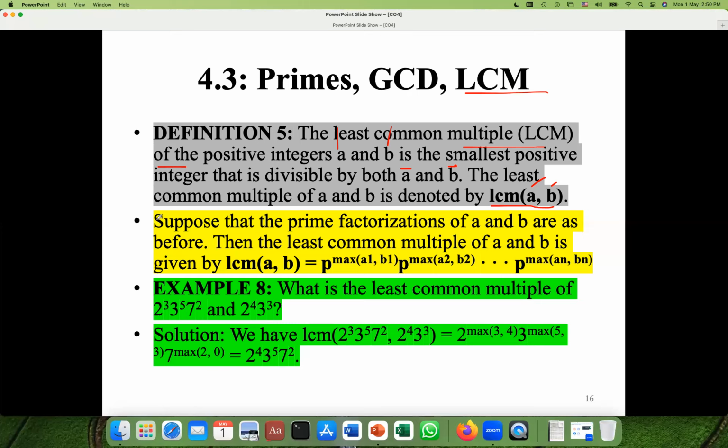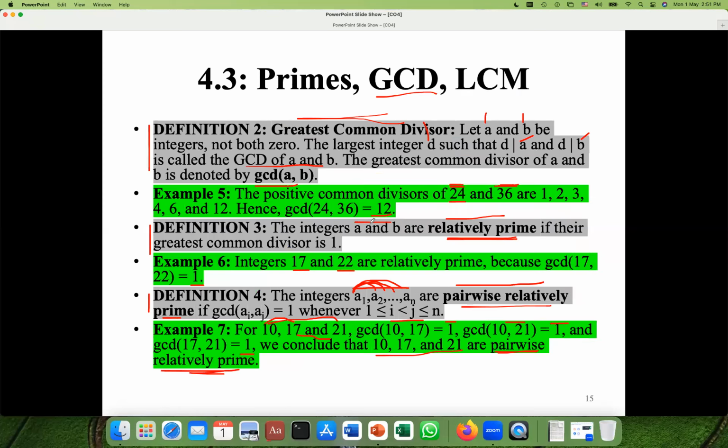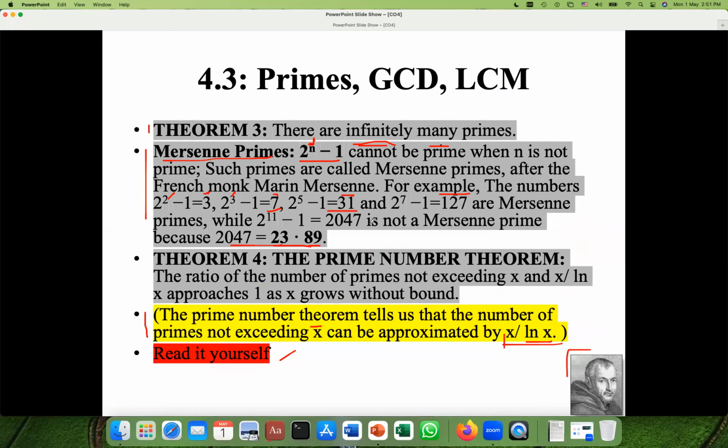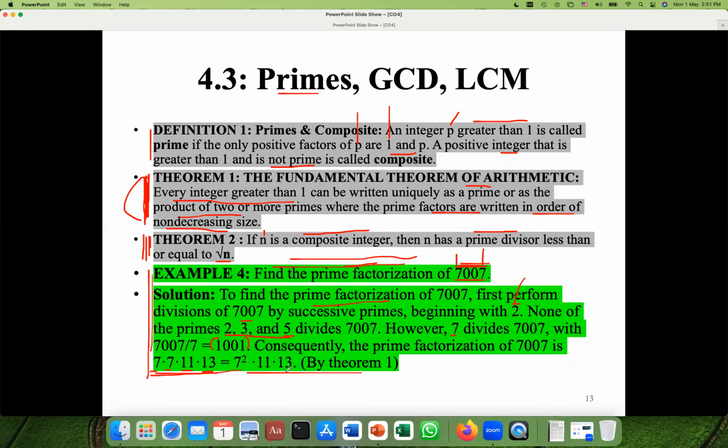And now we will mix the concept of prime factorization and LCM together. We will use the concept of prime factorization to find the LCM of two numbers. If you remember the previous prime factorization, here this one, in non-decreasing order, increasing order, or ascending order.